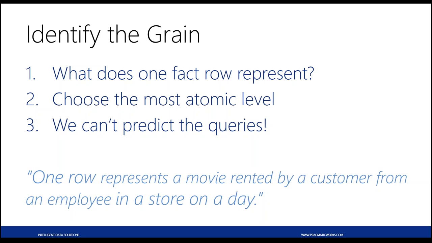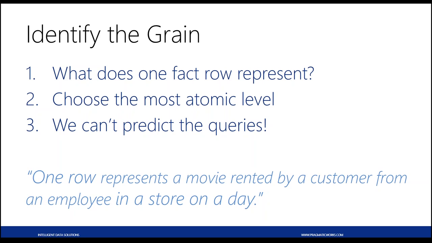So facts are measurements regarding the success or failure of the business, depending on what type of business process we're modeling. When we identify the grain, we want to determine what one row in the fact table represents. In a retail scenario, what does one row in our sales fact table represent? In the case of Buster Block, it might be a line item in a transaction. So for this business process, we decide that one row in this fact table represents a line item in a single transaction.